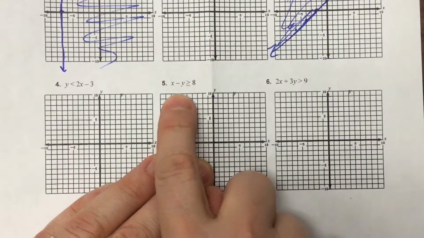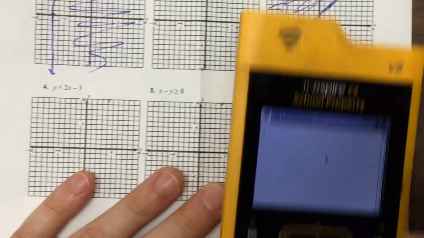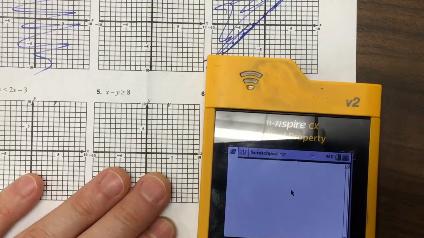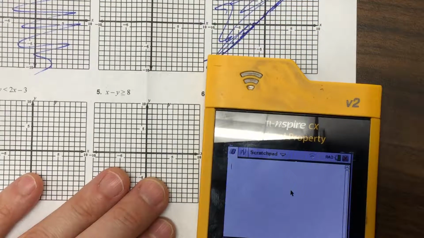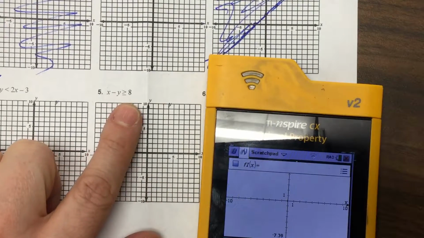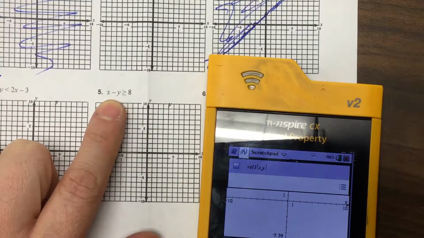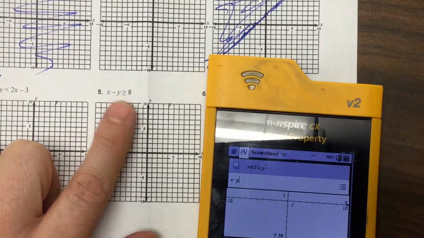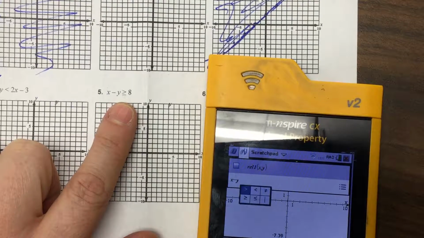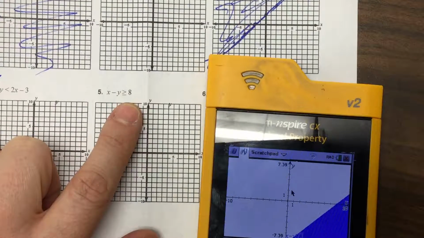Okay, x minus y is greater than or equal to 8. So I'm going to try to hide that glare. There we go. I'm going to go to my graph screen. Here we go. And I'm going to delete 6 to get to that relation graph screen. I'm putting x, subtract y, and then I hit control equal. I'm going to put greater than or equal again. 8. Push enter. There it is.